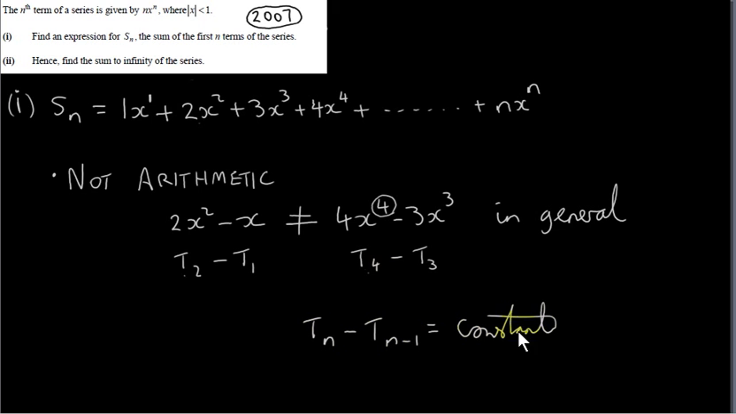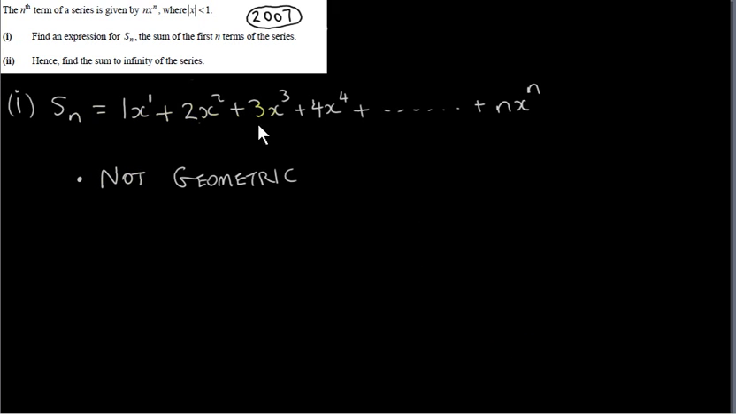So this is the condition for an arithmetic series. If we take any term, tn just stands for a general term, subtract the term previous to it, which is tn minus 1, we have to get some fixed number, some constant that's usually denoted by the letter d. It's the common difference of an arithmetic series.